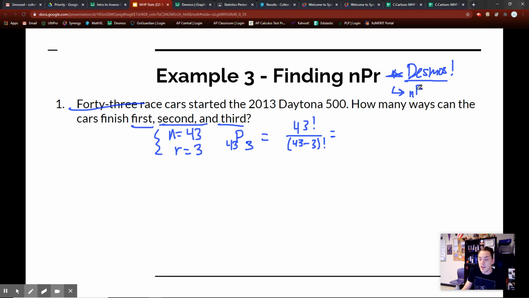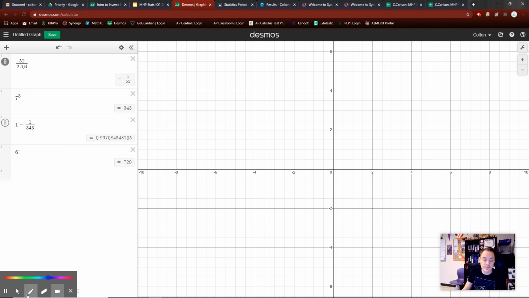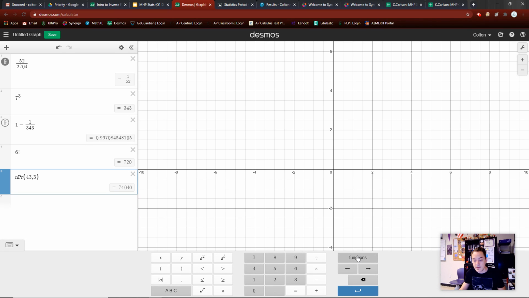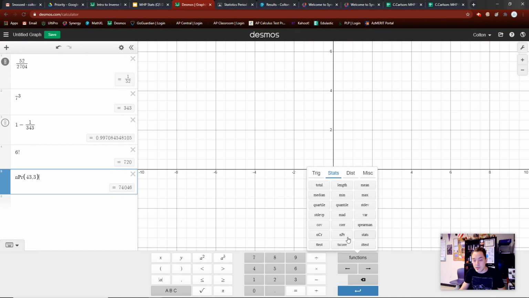Well, I'm going to show you what you will do on Desmos, and it's this. You'll see this nPr, and then you'll see parentheses, and you'll literally type it in like this on Desmos. This is how you'll type it in, so make sure you get that down, and then we'll get the answer right here. So let's go to Desmos real quick. We'll type it in, n, capital P, r, and then I need parentheses, 43, comma, and then I need to type my r in, which is 3. Now, also on Desmos, they have the actual function available to you. So down here, the show keypad, you go over to functions, you go over to stats, and then you start to see this nPr right here. Okay, perfect. That's what it is.